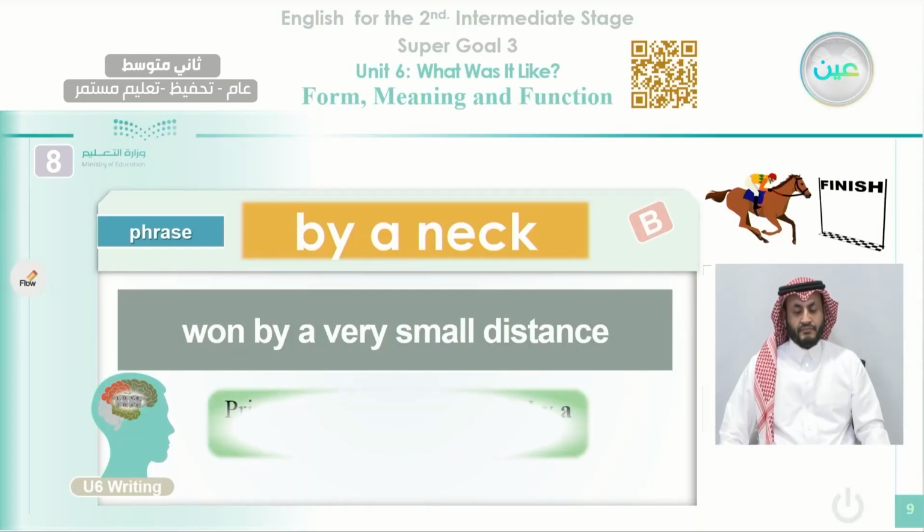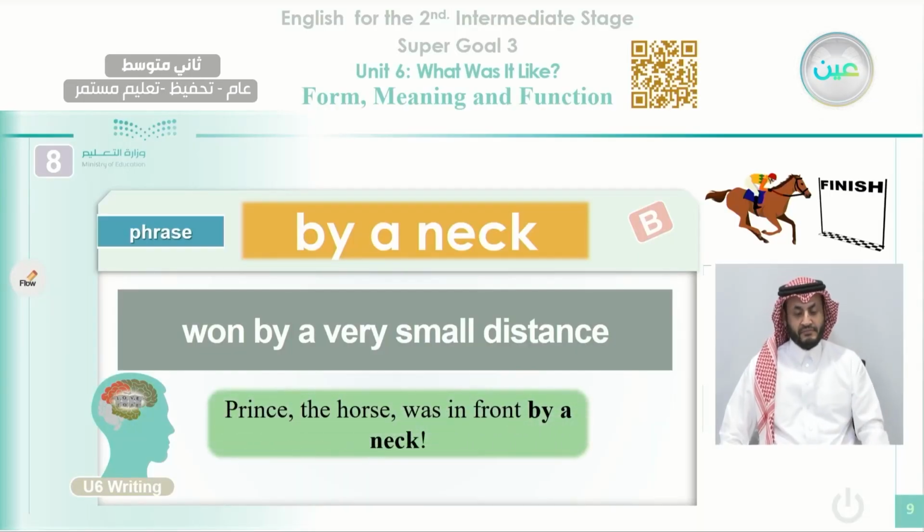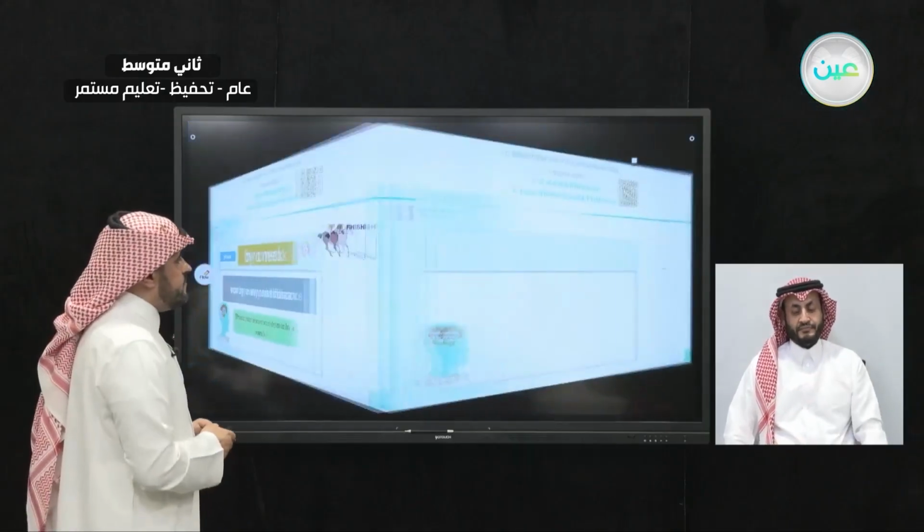By a neck. Okay, Prince, that is the name of the horse. You remember in the previous lesson, the horse was in front by a neck. The horse was in front by a neck. That means it won the race by a neck.